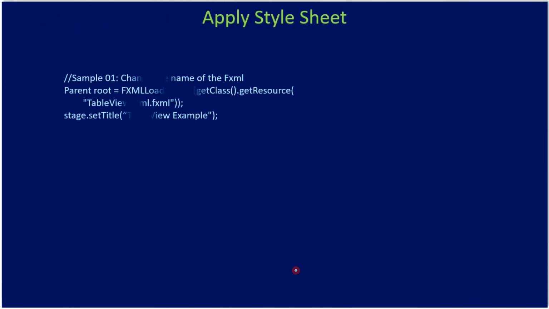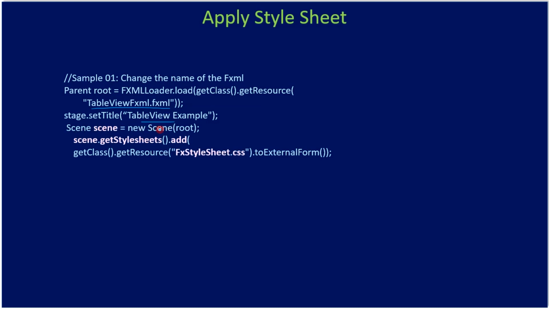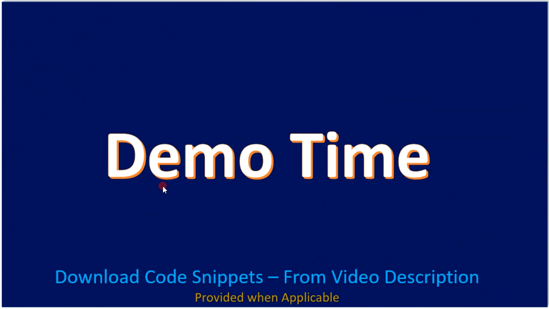Alright, to apply style sheet, in the FXML loader we are loading the table view, right? After loading the FXML, title we are setting, okay, this is all normal. Here scene is created, then to scene you can get style sheet, then make a call to add method and specify the style sheet. So in the previous slide we saw the style rules, and the style sheet you can apply from the style sheet info. Alright, now let's go to the demo.